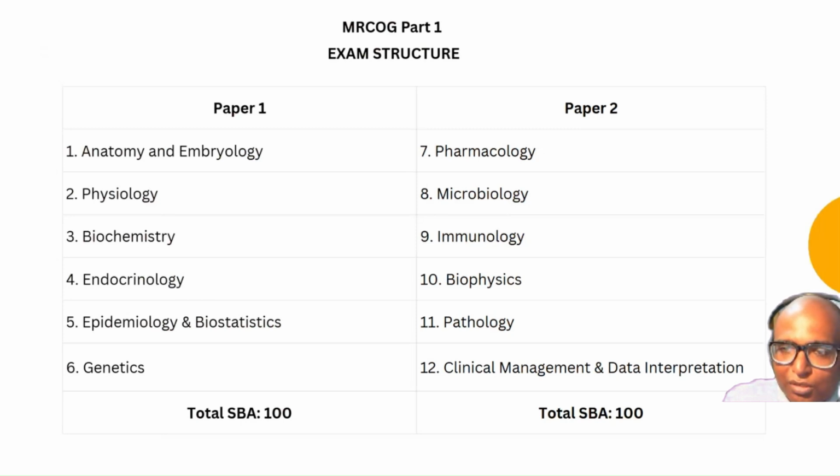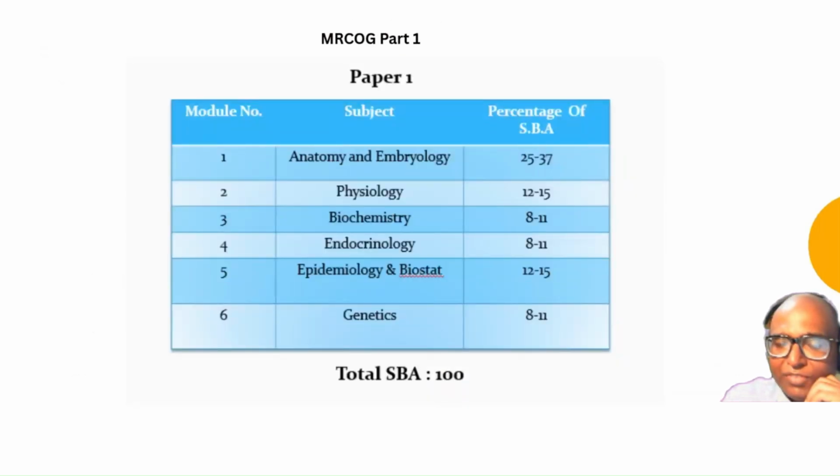Okay, so let's see the weightage. We should know the weightage because our time allotment will depend on how much weightage each subject has. Anatomy and embryology carries the maximum weightage, around 30%. So 25 to 37 questions are there from anatomy and embryology. Physiology around 12 to 15. Biochemistry, endocrinology, they will have around 8 to 11 questions.